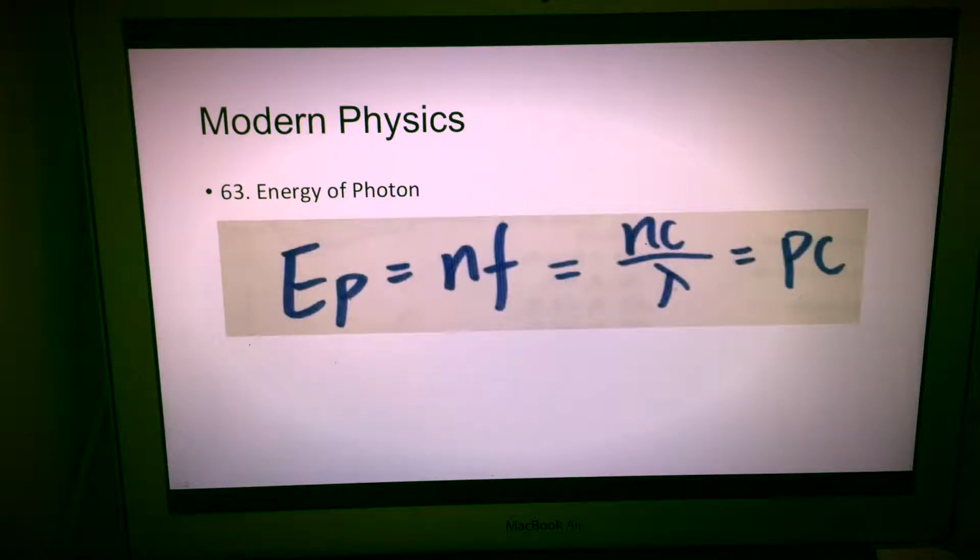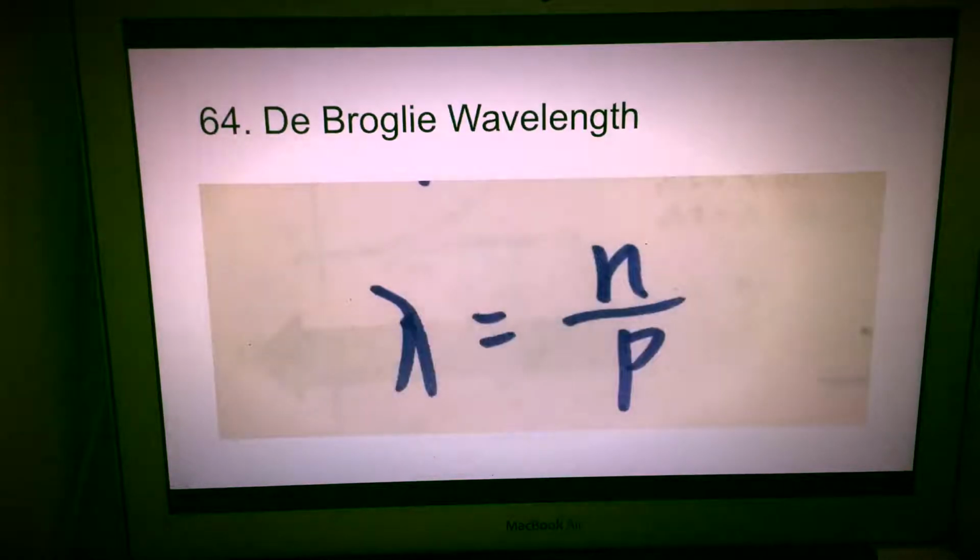The last one, the modern physics. 63. Energy of a photon. Energy of the photon equals h times f, equals hc over lambda, equals pc. h is the constant, and f is the frequency. p is the momentum, and c is the velocity of the light.